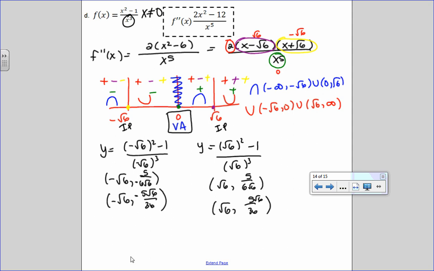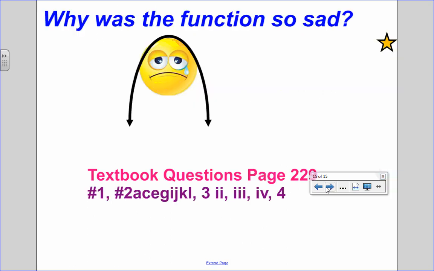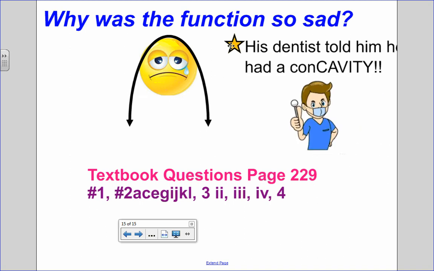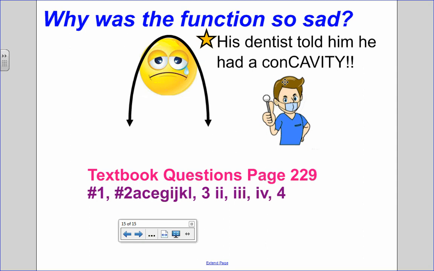Okay, so to end this lesson, I just have a question for you. I want to know, why was the function so sad? Oh, he's so sad. Reason he was so sad? His dentist told him he had a concavity.